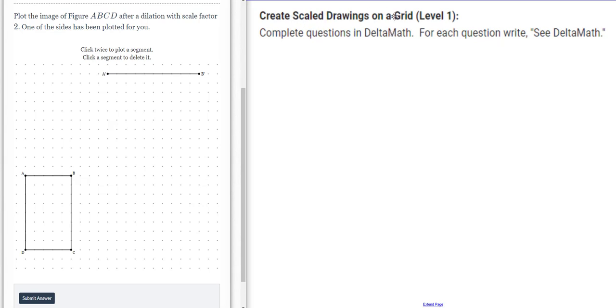Create skill drawings on a grid, level 1. From Google Classroom it says complete questions in Delta Math. For each question write C Delta Math. Just a quick reminder, you want the unique ID as well.